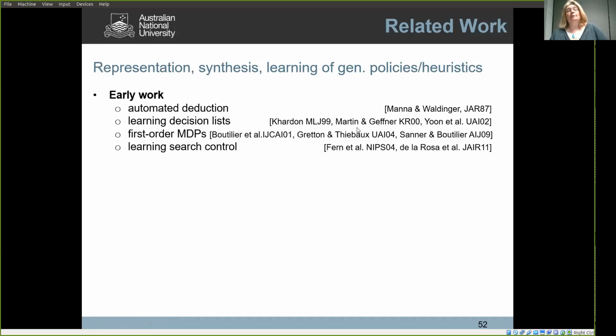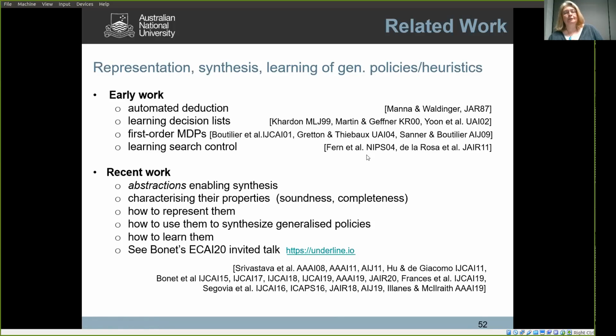and in particular by Mario Martin and Hector Geffner, who suggested the use of concept languages to have a really rich language to represent features that would be interesting to embody in decision lists. Then this was followed by a lot of work on first order and relational MDPs, which in planning was initiated by Craig Boutilier. There's also lots of work on learning search control knowledge, for instance, by Alan Fern and later by Tomás de la Rosa.